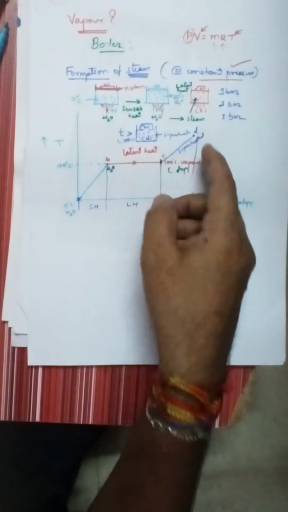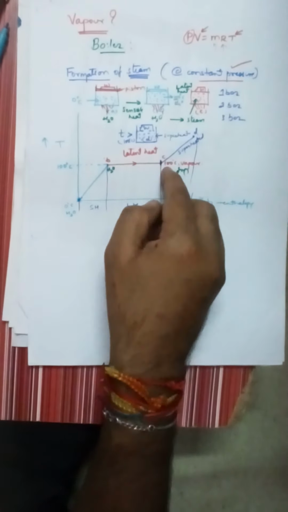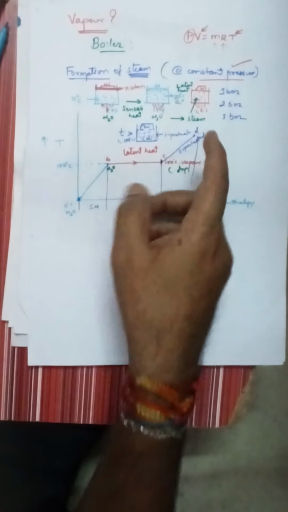So 1 to 2, A to B, B to C, C to D. In some books they will write 1, 2, 3, 4 or P, Q, R, S. It's left to you, it is your interest. You can take A, B, C, D or 1, 2, 3, 4. I have taken A, B, C, D here. So A to B is sensible heat, B to C is latent heat, and C to D is superheating, that again is sensible heat.